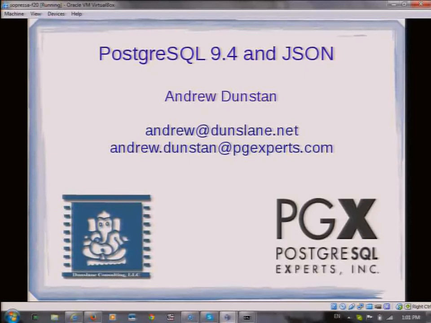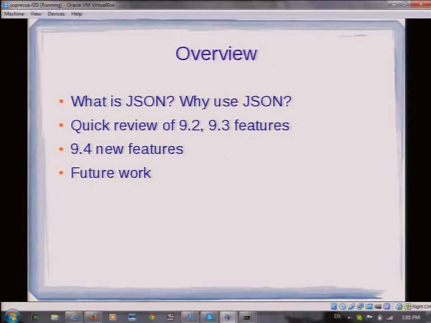So basically what I'm going to do is review fairly quickly the history of JSON in Postgres so that you get a bit of an idea of where we're coming from, and then we'll go through some of the features that are in 9.4. But I'm not going to cover too much of the stuff about indexing because that was already covered by our Russian friends. So this is pretty much our synopsis of the talk.